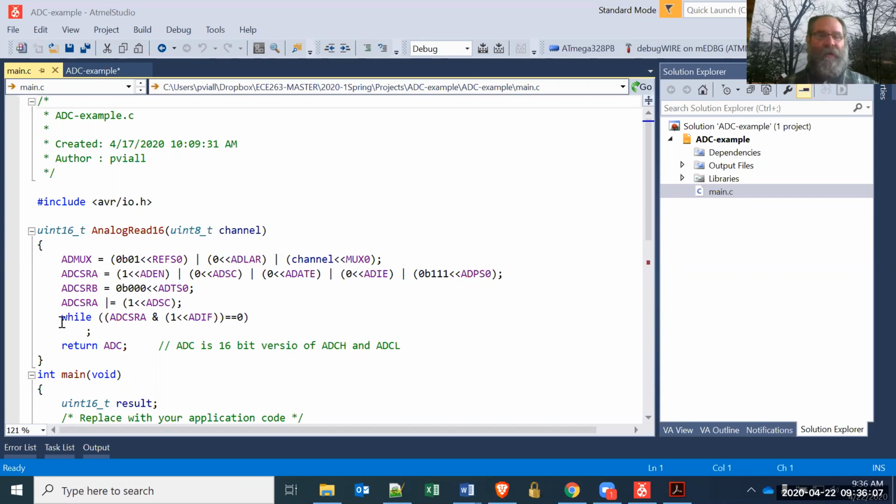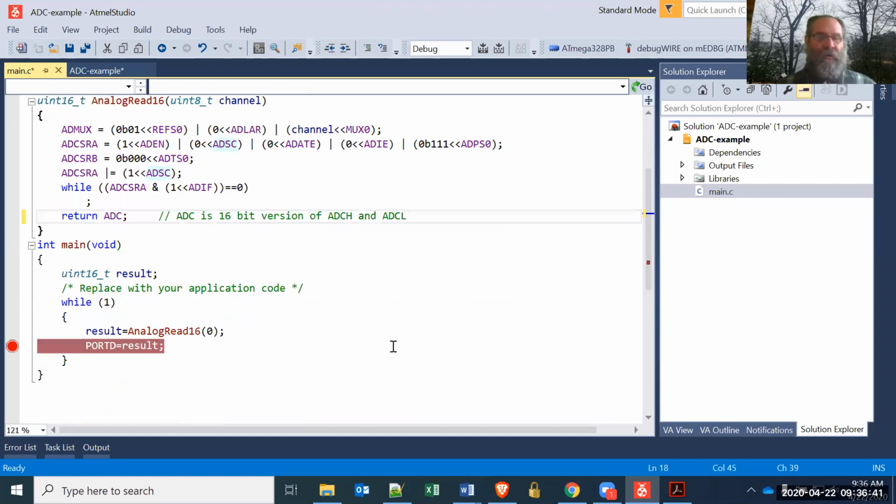So basically we call this routine. This line says, okay, start a conversion. When I set that AD start conversion bit to 1, that starts a conversion. When the conversion is done, this ADIF is set to 1. So I spin as long as that's 0. When it's finally set to 1, I return whatever's in the ADC register, 16-bit version of the high and the low.